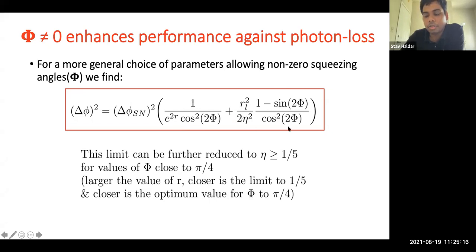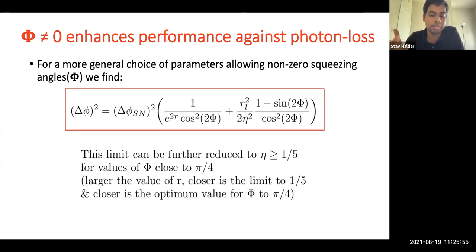And then again, the defining condition for beating the shot noise limit is that this expression should be greater than 1. And we know that this goes up to a half. So you actually get RL square by 4 eta square less than 1 as your defining condition. And so you can go down up to eta square, and sorry again for the typo, this is eta square greater than 1/5. So now with this additional freedom of choosing a non-zero squeezing angle, you can go to loss levels up to 80% in one of the arms.